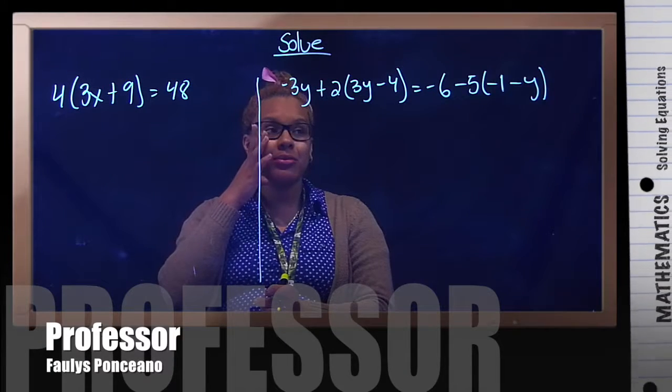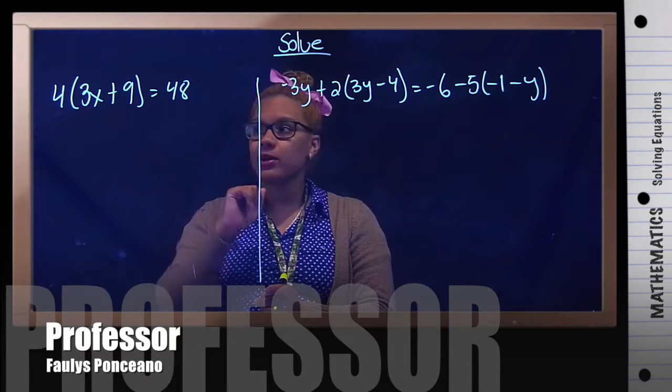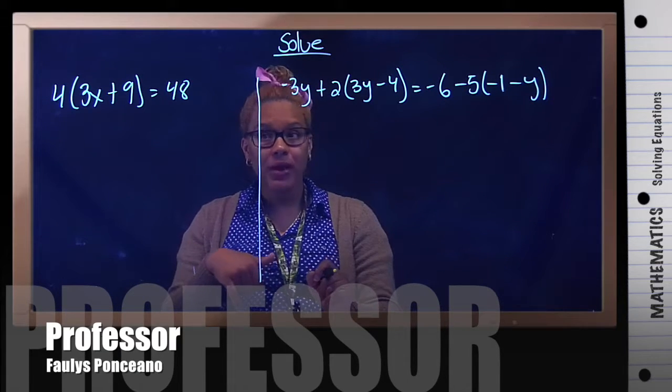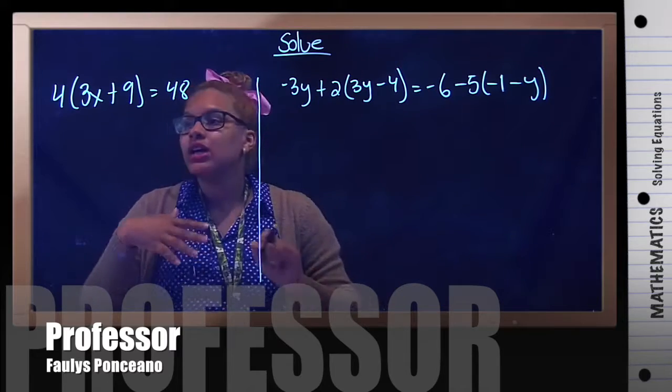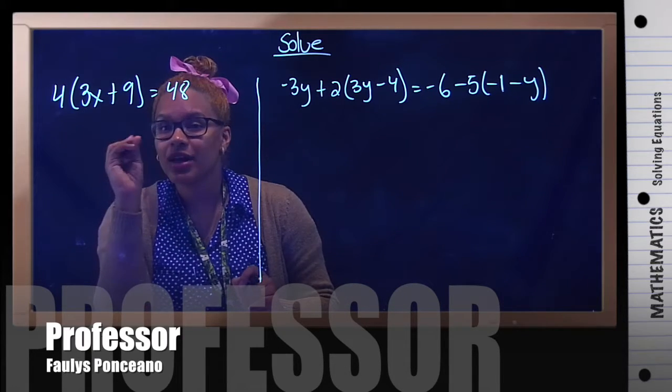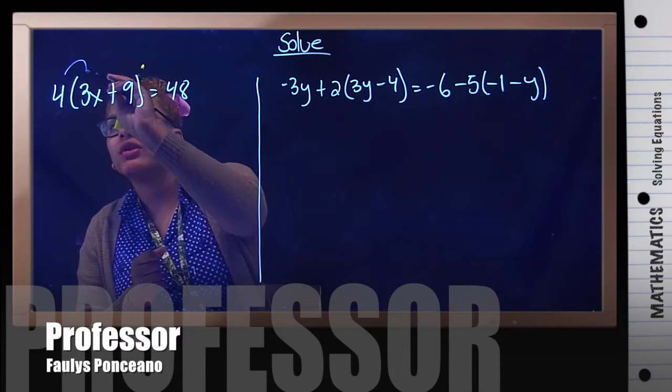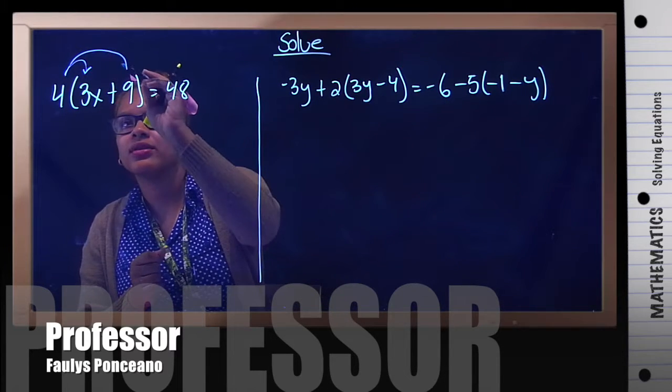Here we have two examples that we're going to solve for the specific variable. In this side, we're going to solve for x. In this side, we're going to solve for y. So let's start with x. Now, step 1 will be to distribute the 4 to everything inside the parentheses.